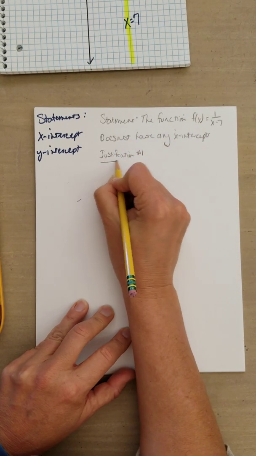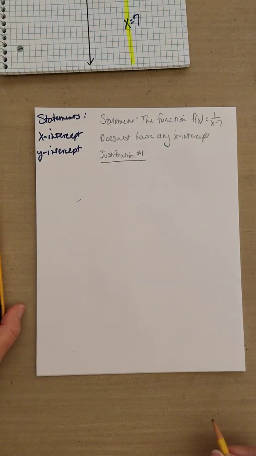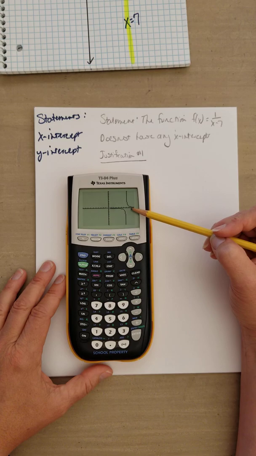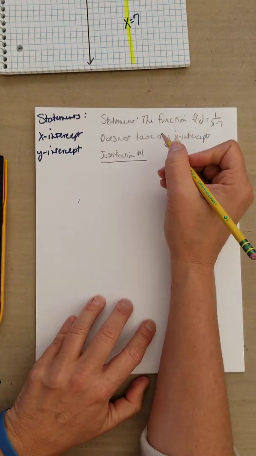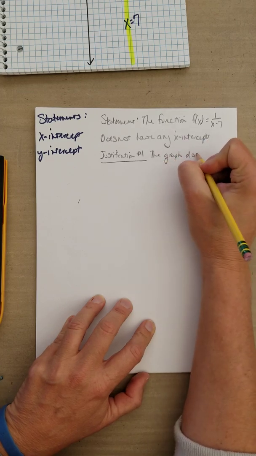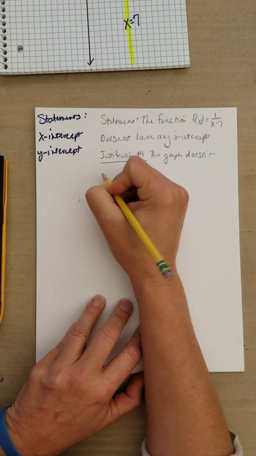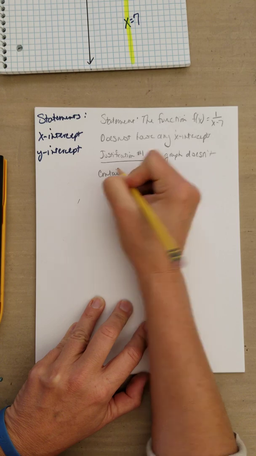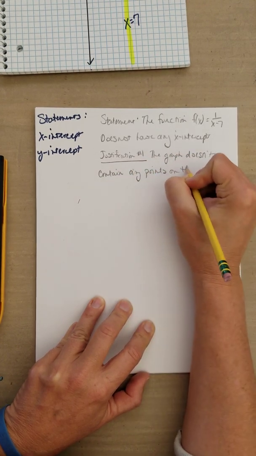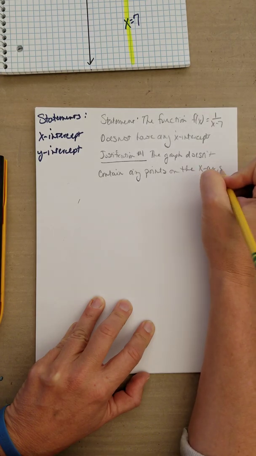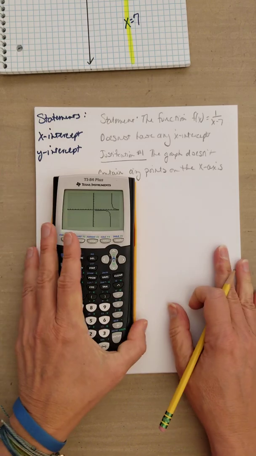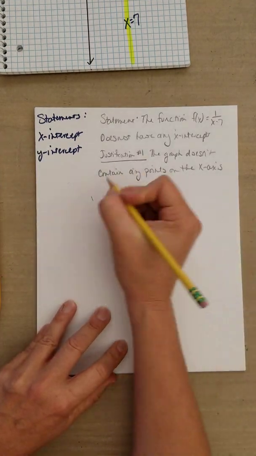This one will do all 3 justifications. Justification number 1, let's go by the graph. Everybody loves graphs. Does it look like the graph's going to intersect the x-axis? No. Justification number 1, the graph does not contain any points on the x-axis. Okay, that's my first one. I can say, here it is, that's my graph, not seeing any points on the x-axis.